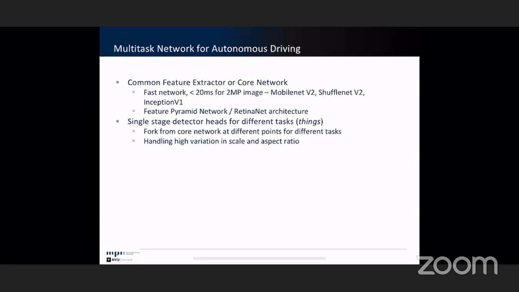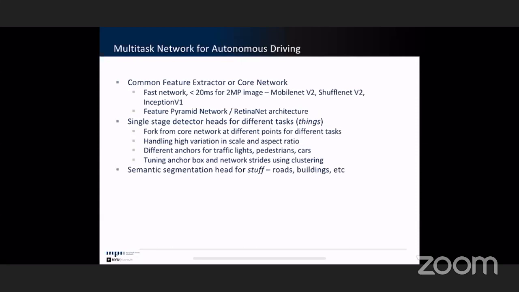And like I said, we need to figure out these anchor boxes, and anchor boxes will be different for traffic lights, pedestrians, cars. So we should be careful in finding these anchor boxes. And then we need to tune our anchor boxes and our network strides using clustering. And then you may also have a semantic segmentation head for stuff. So boxes are things, then everything else is stuff. And you may want ROI, region of interest based heads for zooming in and understanding the details of objects.